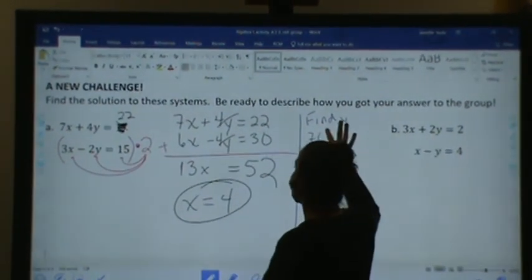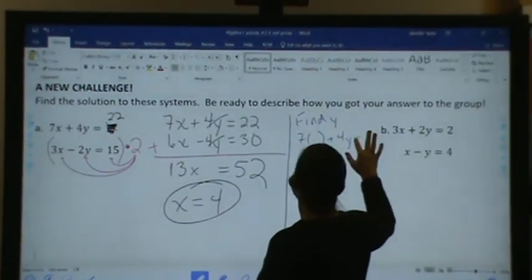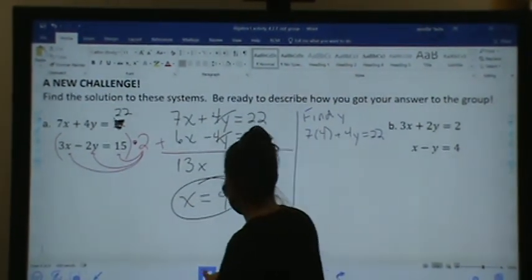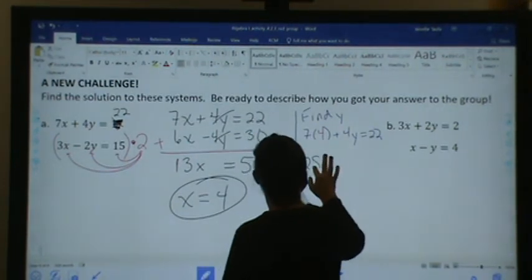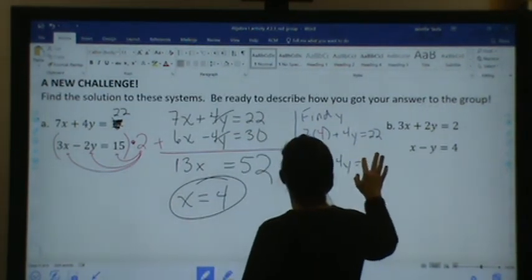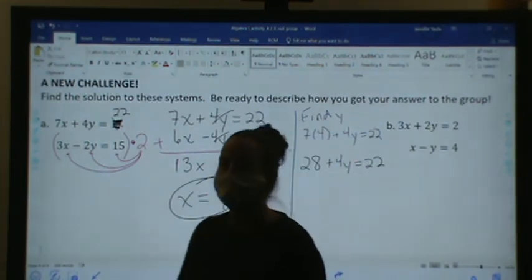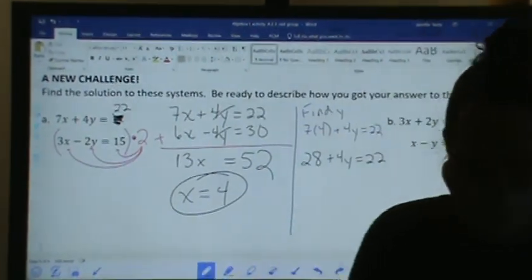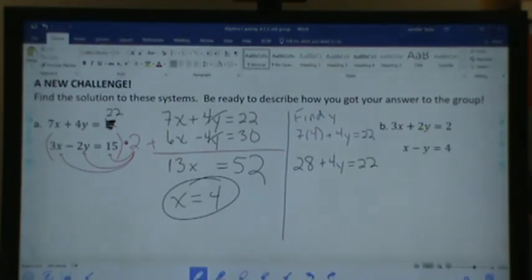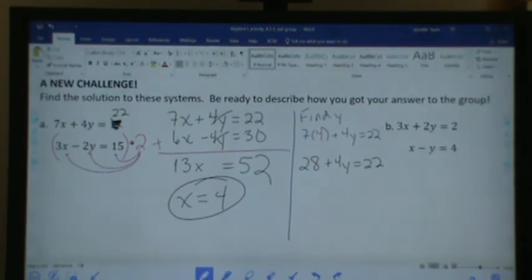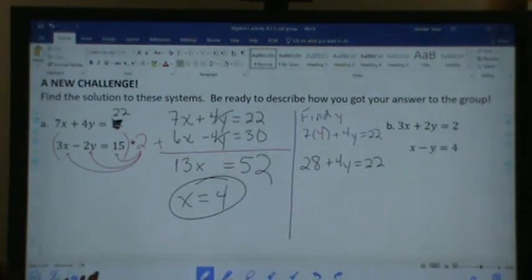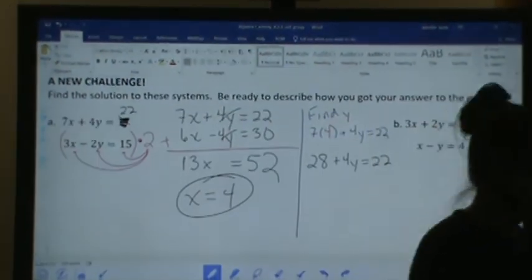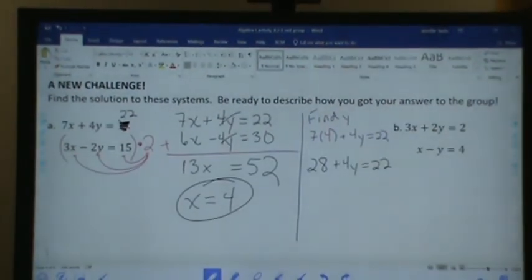I get 7 times x plus 4y equals 22. But my x is 4. Okay, solve from there. You will get a decimal or a fraction. You can leave it as a fraction. See what you get. Again, I just picked the top equation to go back and find my y, but you could have picked the second equation. Okay, so now I want you to try b.